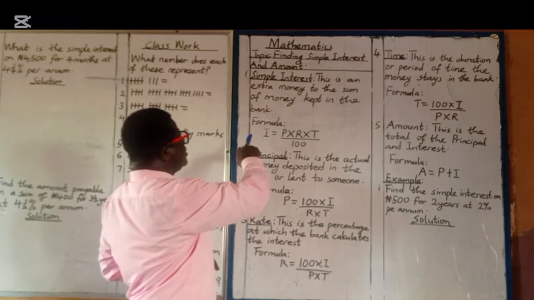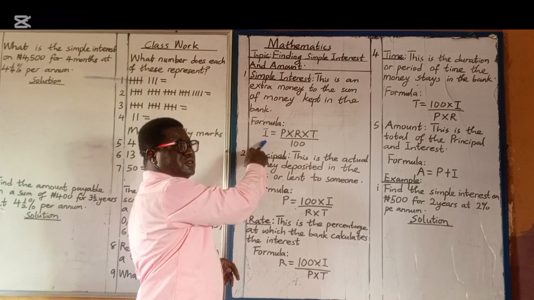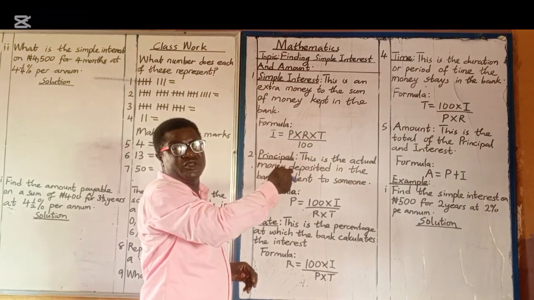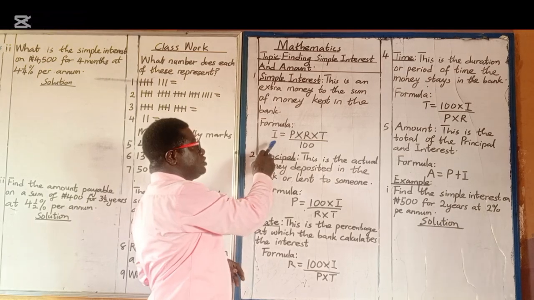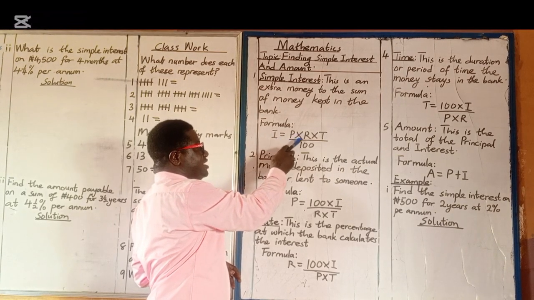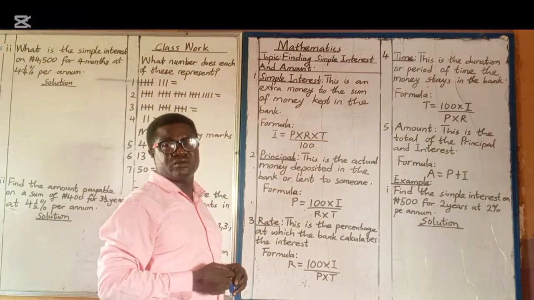Now, here is the formula. Interest is the same as simple interest. This is just the short form. So the formula for it says: principal times rate times time divided by 100.